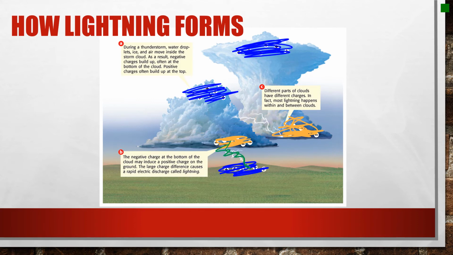Okay, but you also see that there's a positive end here and a negative end here, which means that these will also be attracted. So that's why you see cloud to cloud lightning also occur. You see ground to ground, but you also see cloud to cloud.